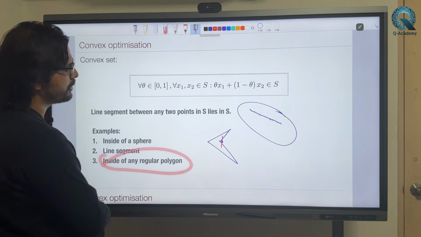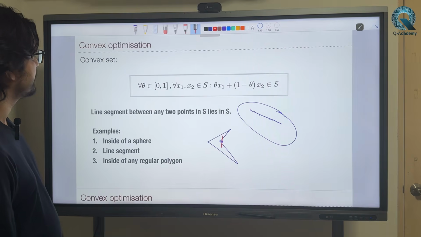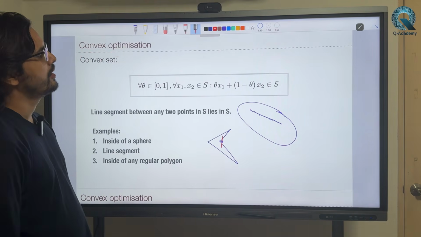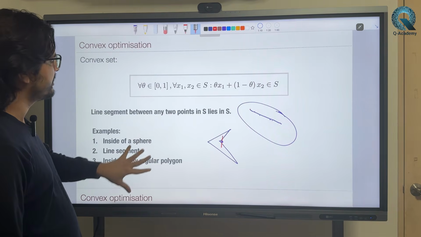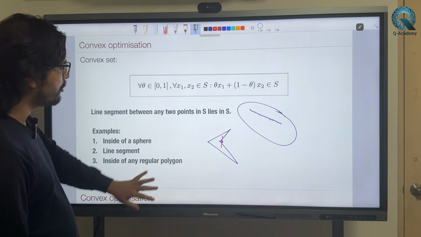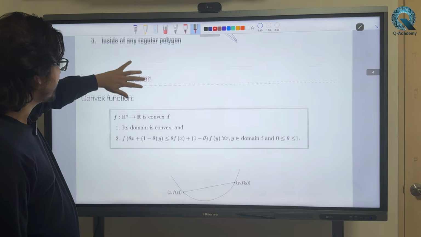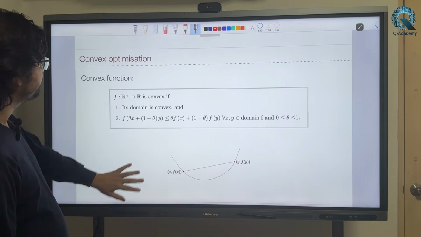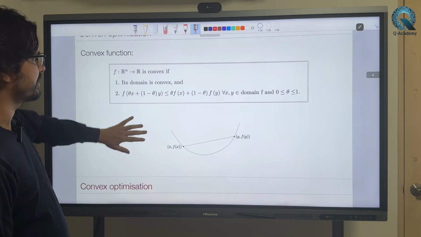Inside of any regular polygon, it's also a convex set. So I hope you understand the meaning of a convex set. Once we know the meaning of convex set, we just need to define one more object, which is convex function, to talk about convex optimization. Okay. So what is a convex function?